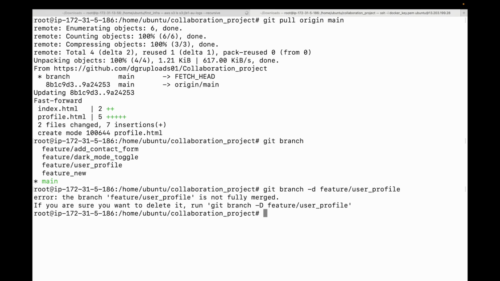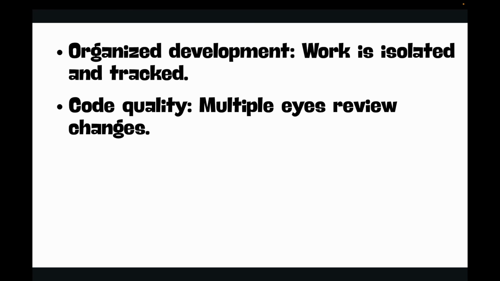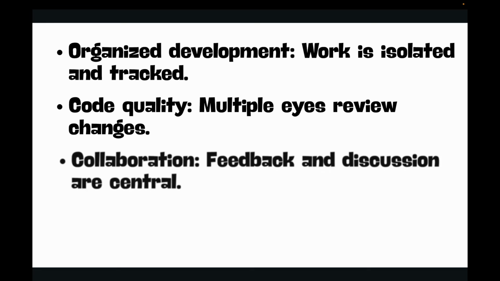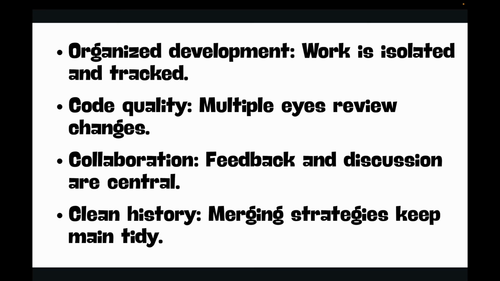Incredible work. You've just walked through the complete lifecycle of a feature using a practical team workflow. You saw how branching, pull requests, code review, iteration, and merging all come together to ensure organized development. So work is isolated and tracked. Code quality, multiple eyes review the changes. Collaboration, so feedback and discussions are central. And then clean history. So merging strategies keep the main branch tidy.